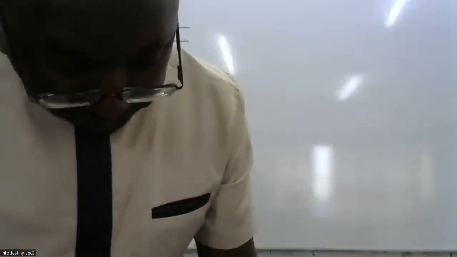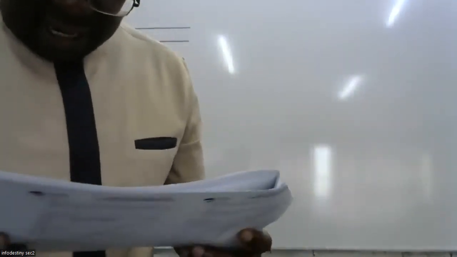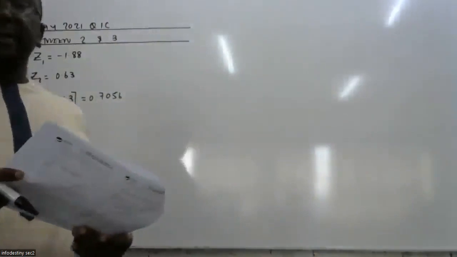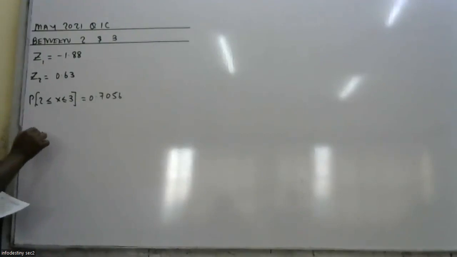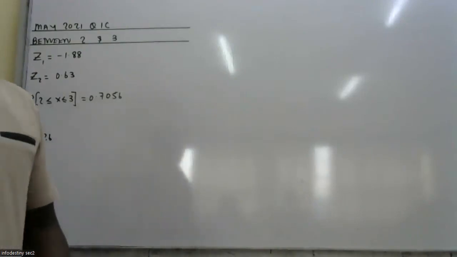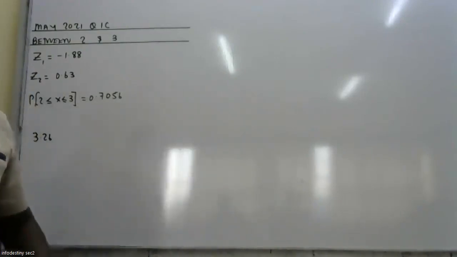Roman 2. The lowest grade. The lowest grade is 3 points. 3.26. That is the answer for Roman 2. Roman 3. Those who are online, have you agreed with this one?